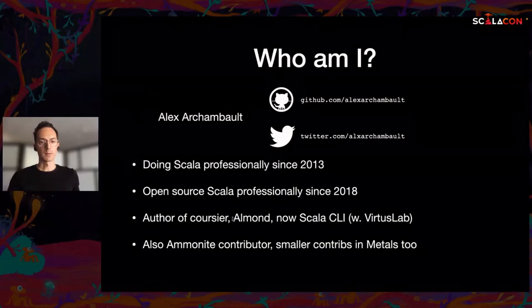Apart from that, I'm also the author of Almond, which is a Jupyter kernel for Scala. More recently, I started Scala CLI from VirtusLab. I also contribute to a few projects such as Ammonite, I have smaller contributions in Metals, and I also contributed in the past to Shapeless. But in this talk, we are going to focus on Scala CLI.